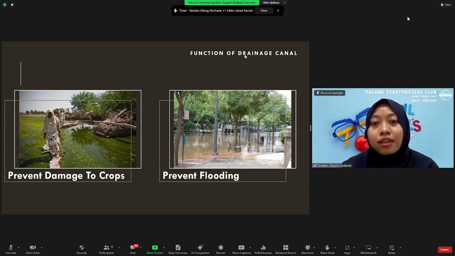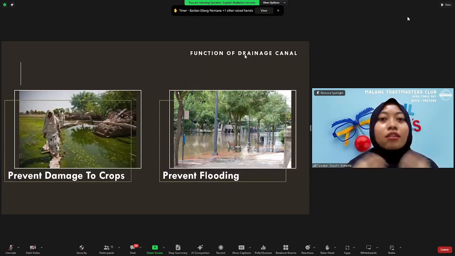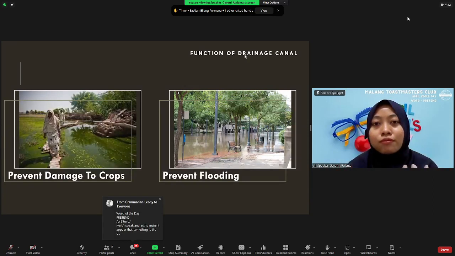The second is that the canal is used to store the water and to prevent flooding. Yes, the canal is always a part of our home to store the water itself. However, what happens if the canal cannot store enough? We know the canal has limitations.